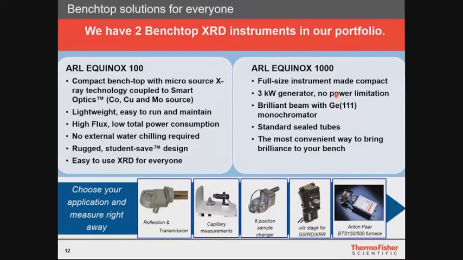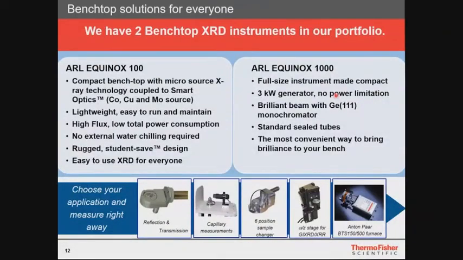On the other side, we have the Equinox 1000, which is a full-size instrument made compact. It has a 3 kilowatt generator with no power limitations. We can apply a germanium 111 monochromator. It uses a standard sealed tube, and it's maybe the most convenient way to bring some brilliance to your bench. We have plenty of sample holders available for different applications. And the nice thing is that you can just choose your application and measure right away without any realignment, just by changing the sample holder.